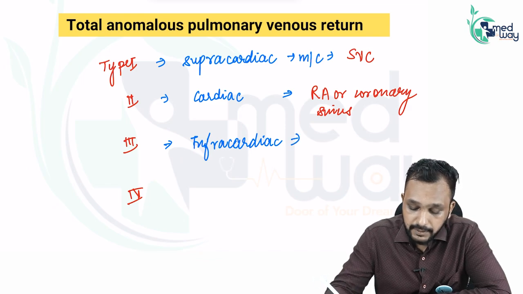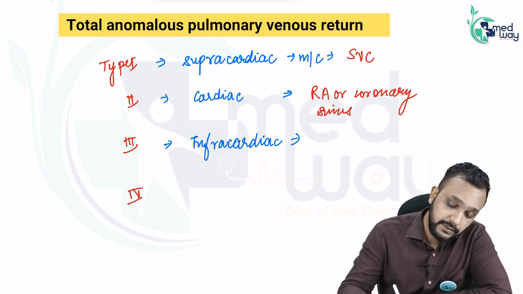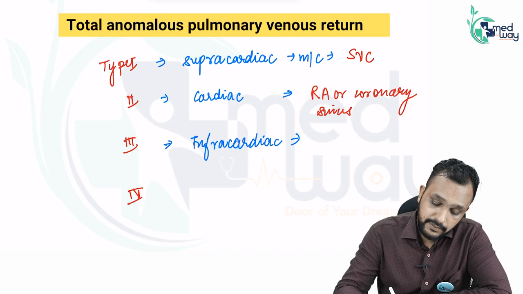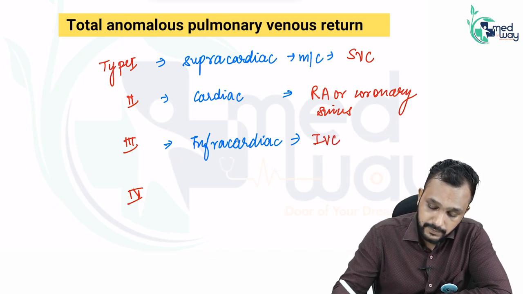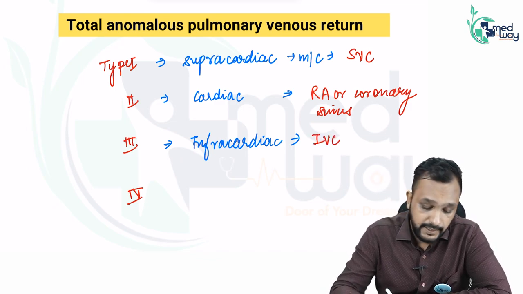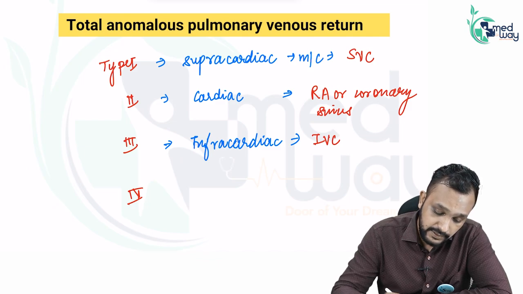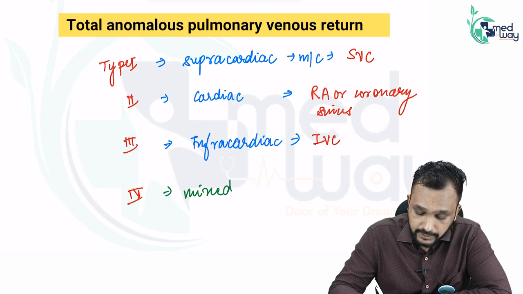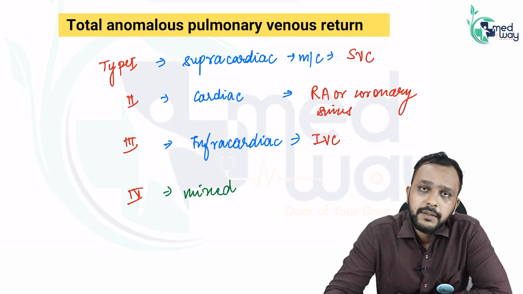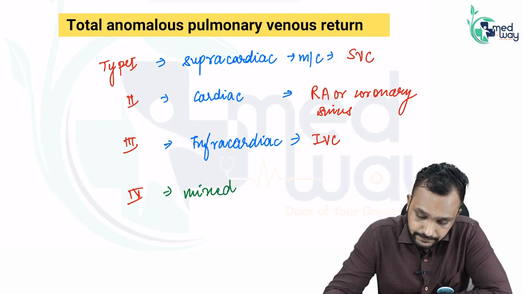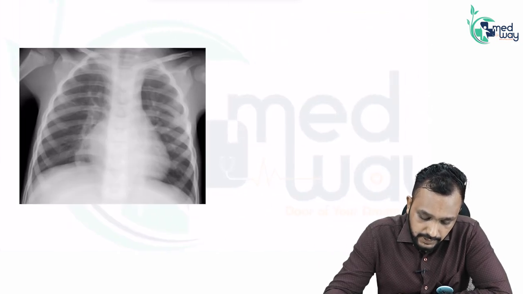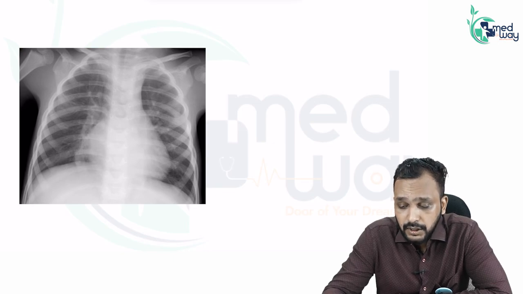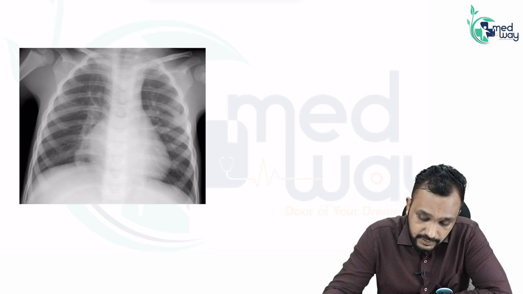Here all the pulmonary veins are draining into the inferior vena cava, right? And type 4 is your mixed variant, which can be a combination of supra and infracardiac type, right? Now guys, we have discussed total anomalous pulmonary venous return, right?